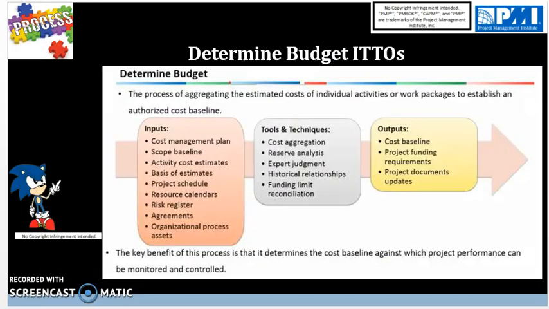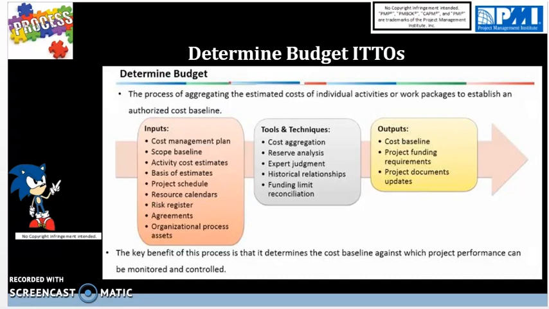Next, we have ITTOs for determine budget. And we have inputs. Cost management plan is an output from plan cost management. Scope baseline consists of project scope statement, WBS, and WBS dictionary, which is coming from the create WBS process. Next input is activity cost estimates, which is an output from estimate costs. Basis of estimates is also an output from estimate costs. Project schedule is an output from develop schedule.